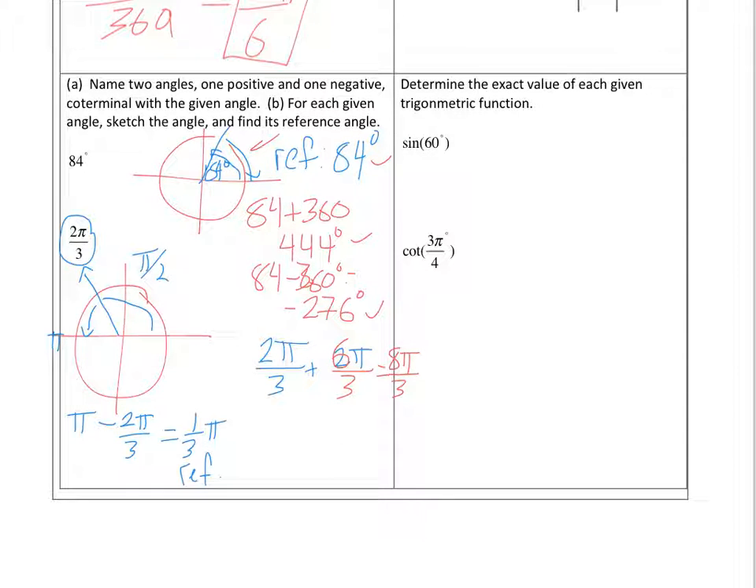To get a negative one, we've got 2 pi over 3 minus 2 pi, because that's a full circle, which is really 6 pi over 3. That equals negative 4 pi over 3.